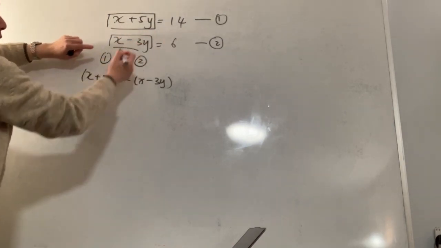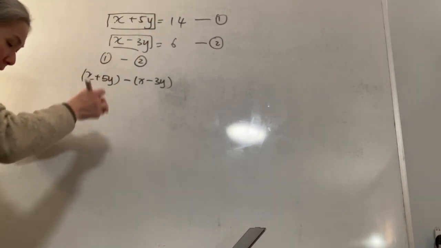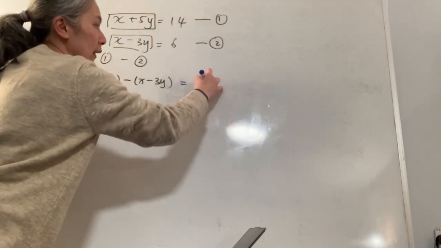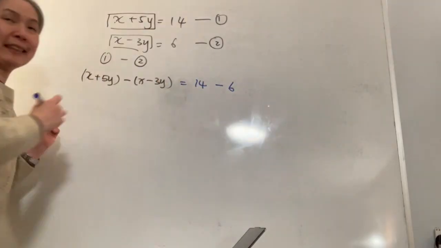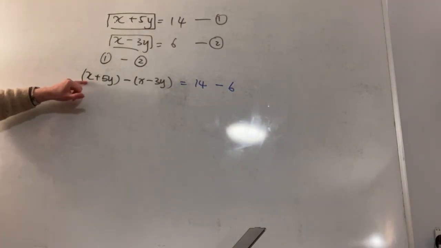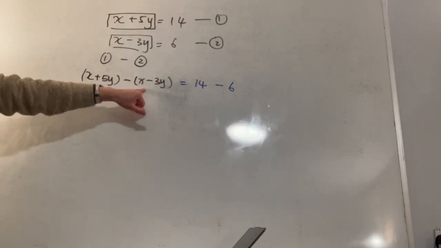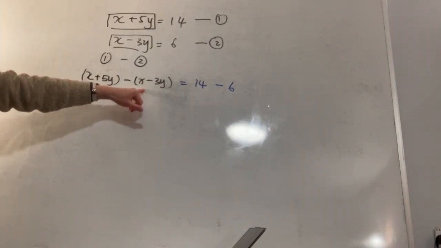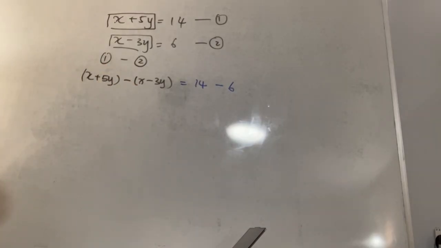That's what I did on the left hand side. The right hand side I do the same. I take 14 and then I minus the 6. So in this case, your x is going to be eliminated. It will be gone. That's your job. You want to eliminate one of the x or the y. The term that is the same is the one that you are going to eliminate.